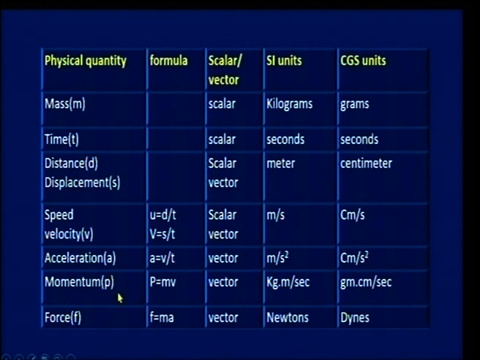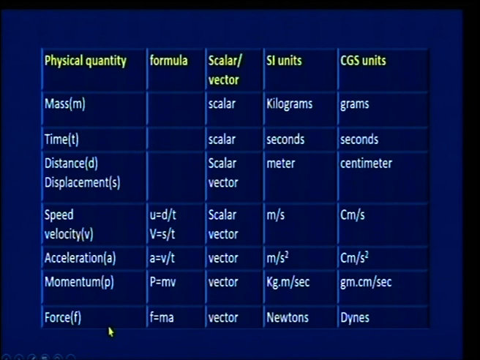Momentum, symbolized with p, is the product of mass and velocity. Children, momentum is a vector quantity. Unit for momentum is kg meter per second in SI system, gram centimeter per second in CGS system.